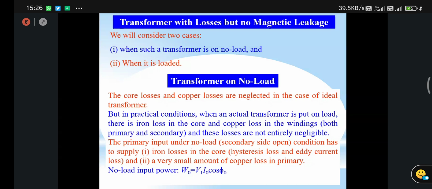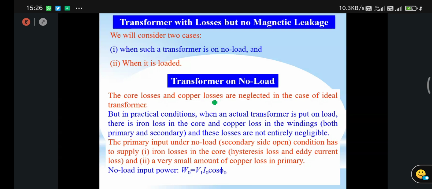Both primary and secondary respectively, and these losses are not entirely negligible here. Why? Because as compared with the copper losses, the iron losses are more here. So that's why the copper losses are negligible here.